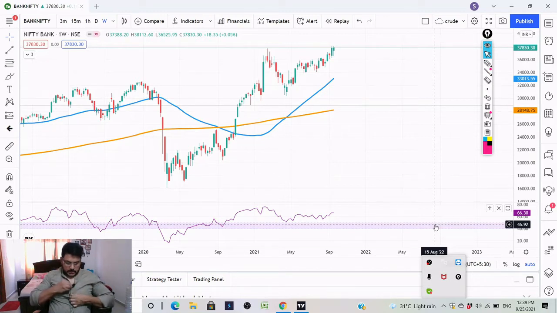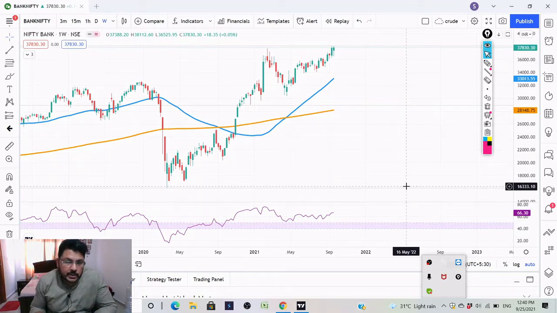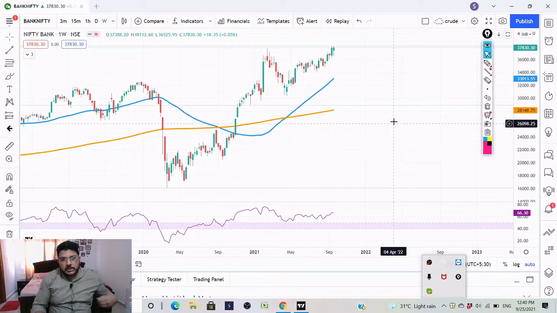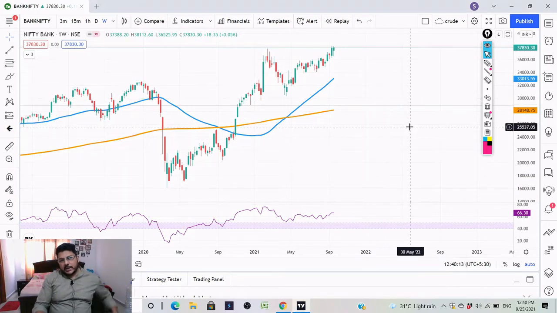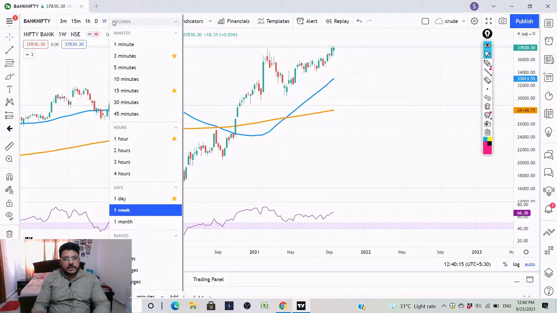So today we are going to analyze Bank Nifty on multiple time frames, and I will also touch upon the point of how we invest in the markets, whether via mutual funds or an SIP, and what is the right time to do it. I will tell you in detail with the help of technical analysis on the chart. Let's get started.